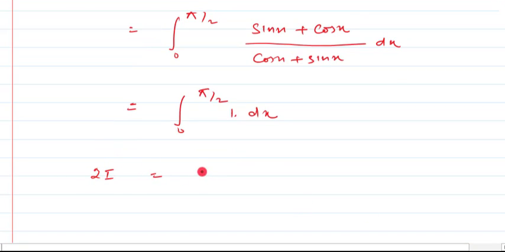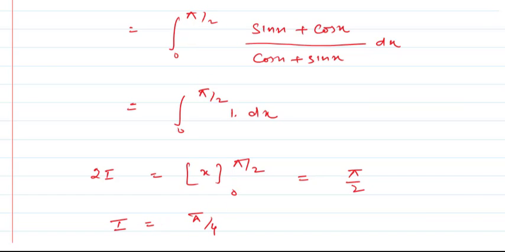2I is equal to x and limits is from 0 to pi by 2, and applying upper limit minus lower limit we are getting pi by 2. So the value of I is pi by 4, and this is the final result that we are having with us. So I hope you understood.